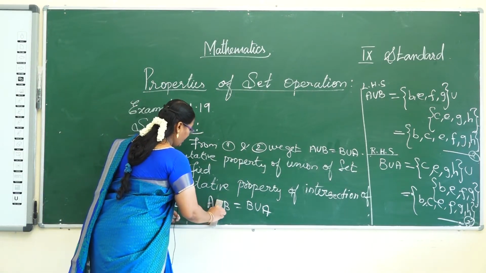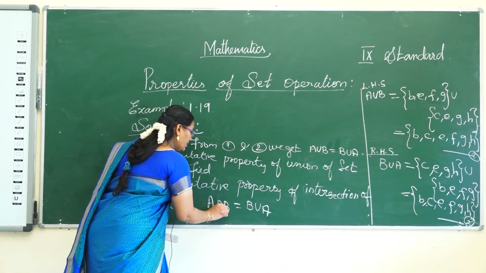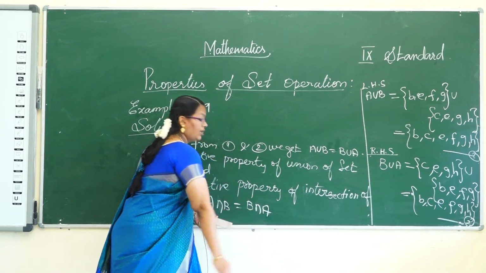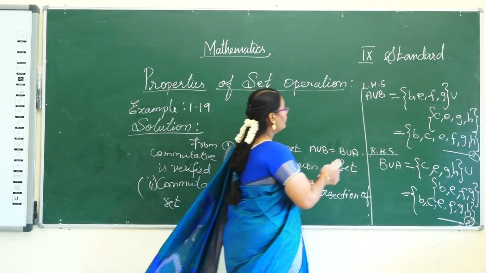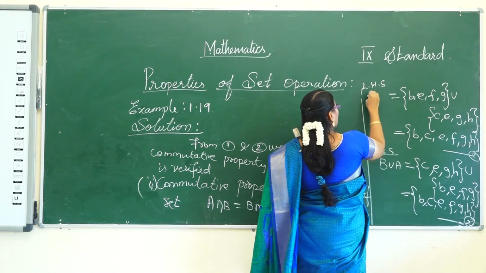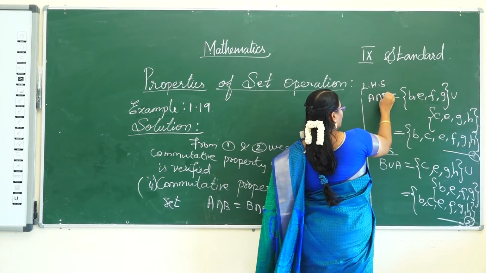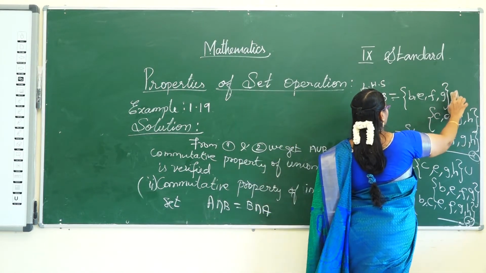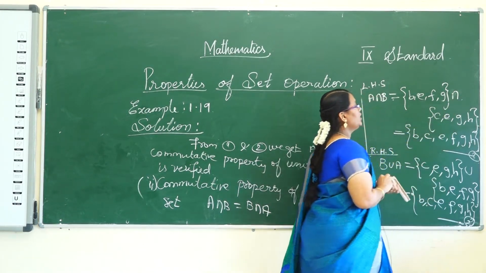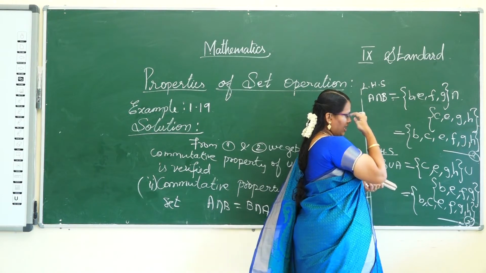A formula for intersection: A intersection B is equal to B intersection A. Here, find out the left hand side. A intersection B is equal to {B, E, F, G} intersection {C, E, G, H}.